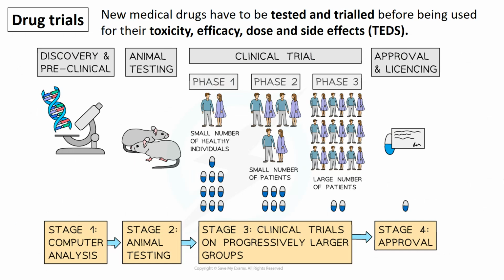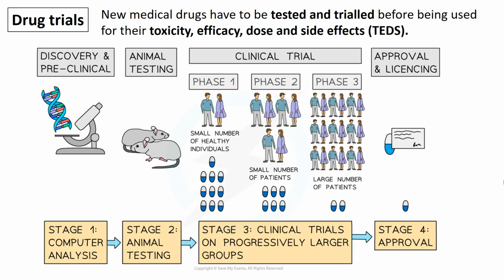I'd probably say all drugs have some side effects, and we need to know what those side effects are and how severe they are. So there are key stages in clinical trials: preclinical trials, which is basically the computer analysis of the drug and the discovery. And there'll also be some cells tested there. And then stage 2, which is animal testing, that is still a preclinical trial.